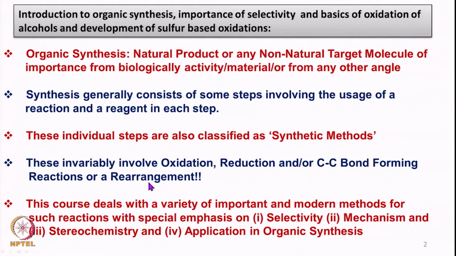These synthetic methods involve, as I said, many steps. Now each step can be involving an oxidation, reduction and or CC bond forming reaction, or also a rearrangement. The rearrangement can involve acid, base or light or heat, or even a reagent. This course deals with a variety of important and modern methods for such synthetic methods, with special emphasis on selectivity, mechanism and stereochemistry, and then application in organic synthesis.